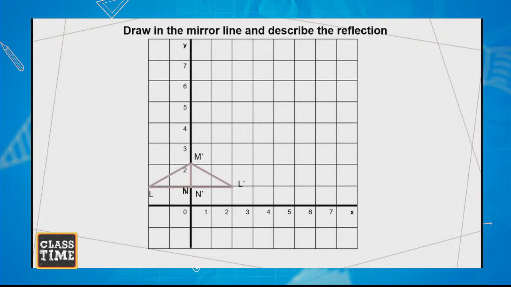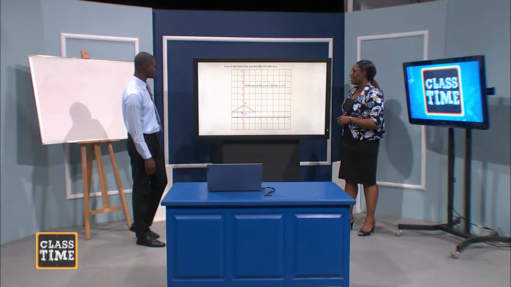Well, if we use the same properties we were looking at before, in terms of the distance from the mirror line, if we select L (2, 2) and L prime (1, 2)... I'm seeing that my line of reflection seems to be my y-axis. So look at that. It's a reflection on the y-axis.